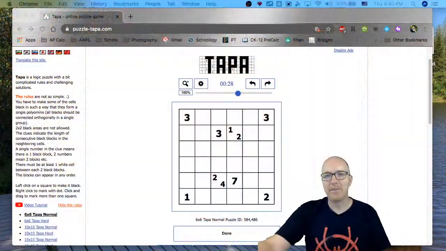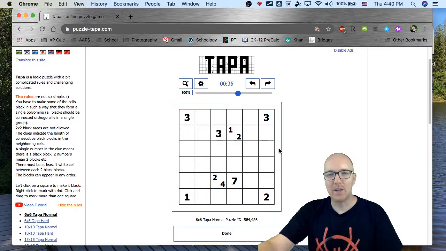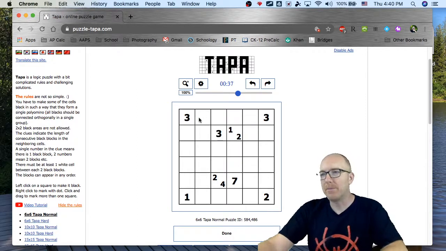This puzzle is called Tapa, and I'm going to show you the rules, try to do a couple of puzzles here, and see how it goes. Hope you enjoy it as much as I do. Let's go to the website here, puzzle-tapa.com. All right, the rules are going to be a little confusing, but here's the basic idea.